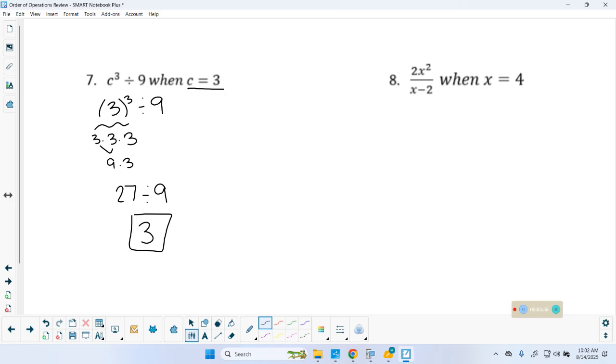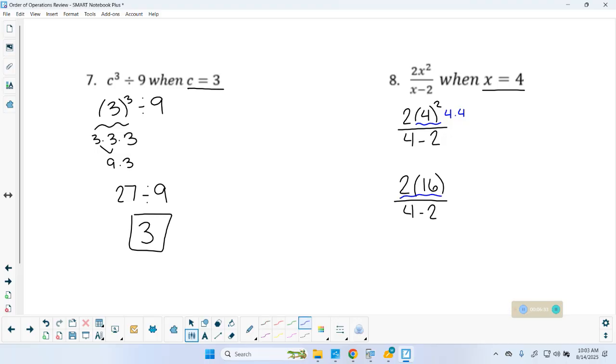8, 2x squared divided by x minus 2 when x equals 4. So let's go ahead and take the 4 and plug it into x. It's going to be 2 times 4 squared, all divided by 4 minus 2. So the first thing we are going to do is our exponent. Because the exponent is 2, it means 4 is there twice. We're going to multiply that together. So we still have the 2 in front. 4 times 4 is 16, all divided by 4 minus 2.